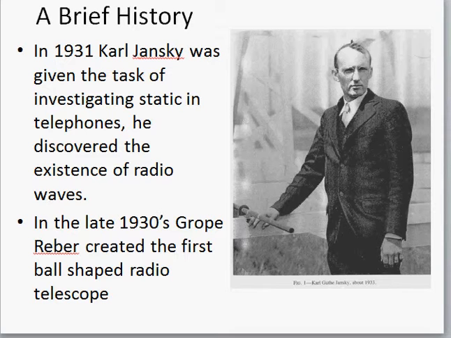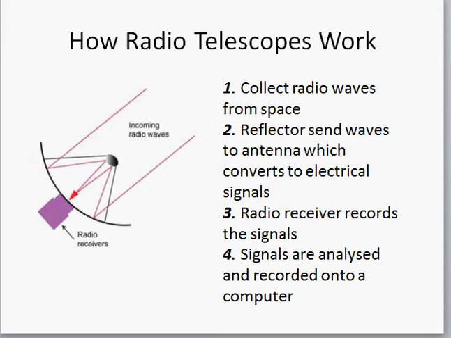Then, in the late 1930s, an engineer named Grote Reber created the first bowl-shaped radio telescope. This was used to collect and measure radio waves given off by objects in space. The way that a radio telescope works is relatively simple in that it uses a bowl-shaped reflector, which is this object right here. It's termed a dish, and these collect the radio waves from space.